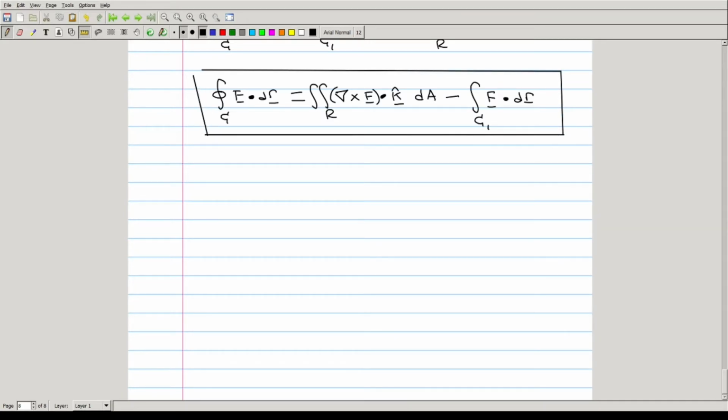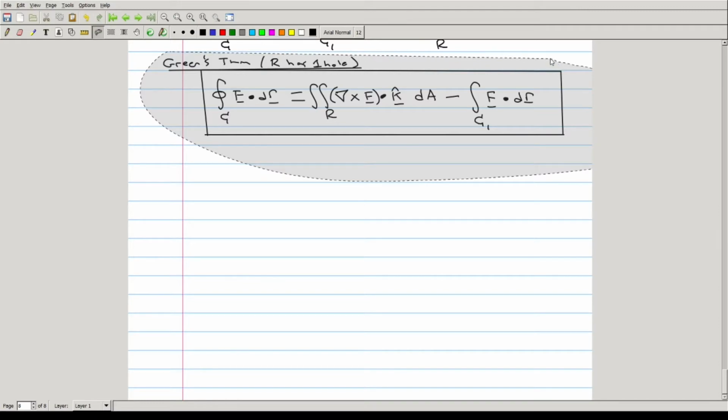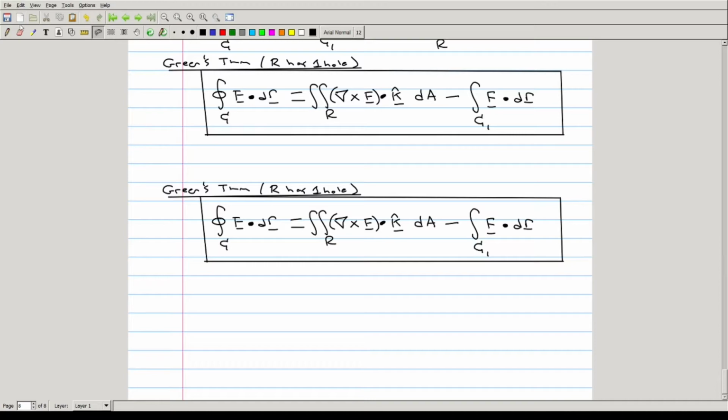So this is Green's theorem. So R has one hole. And as you might readily consider, what if it has multiple holes? So it's topologically possibly very complex. You'll get a very similar formula if it has n.